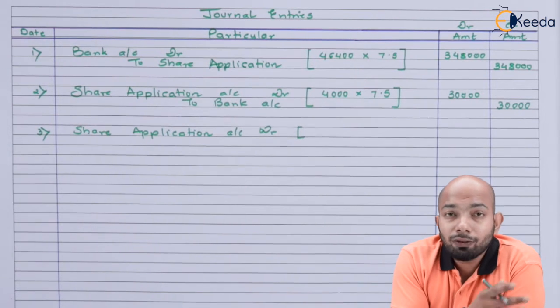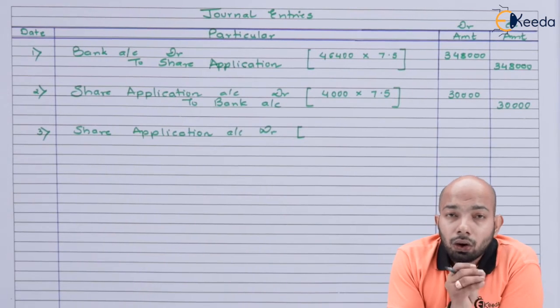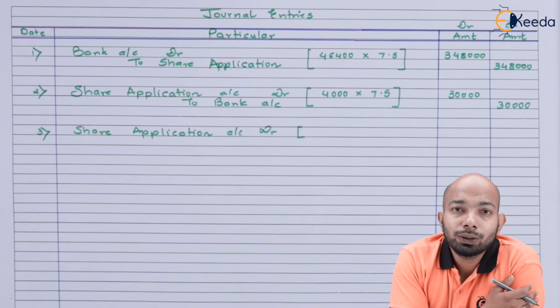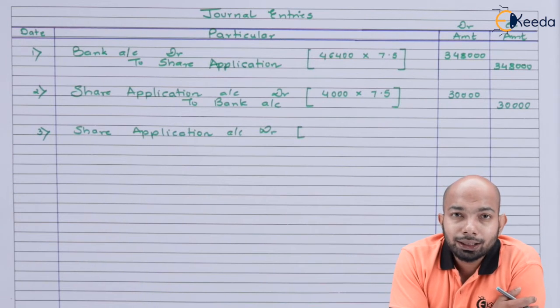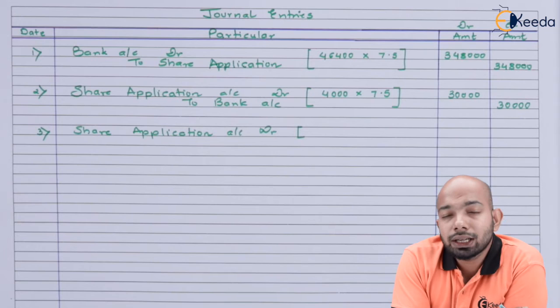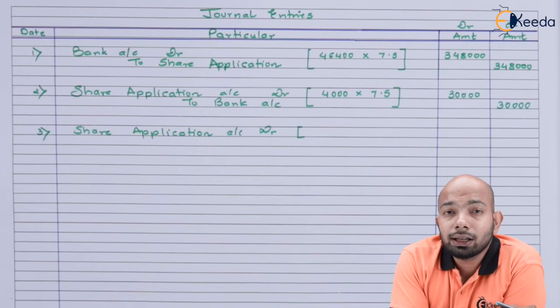Now the entry that will be passed here is share application account debit to share capital and share allotment. The reason we are crediting share allotment here is that we have excess money from one shareholder who has applied for 4,000 shares, but we have allotted only 1,600 shares to him. That means the application money for the additional shares is still with us, and that will be considered for his allotment money. Hence, that will be taken care of in the allotment category.